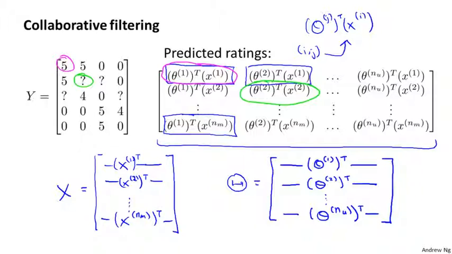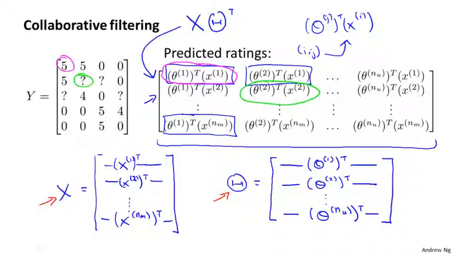Now, given this definition for the matrix X and this definition for the matrix Theta, in order to have a vectorized way of computing the matrix of all of the predictions, you can just compute X times the matrix Theta transpose, and that gives you a vectorized way of computing this matrix over here.